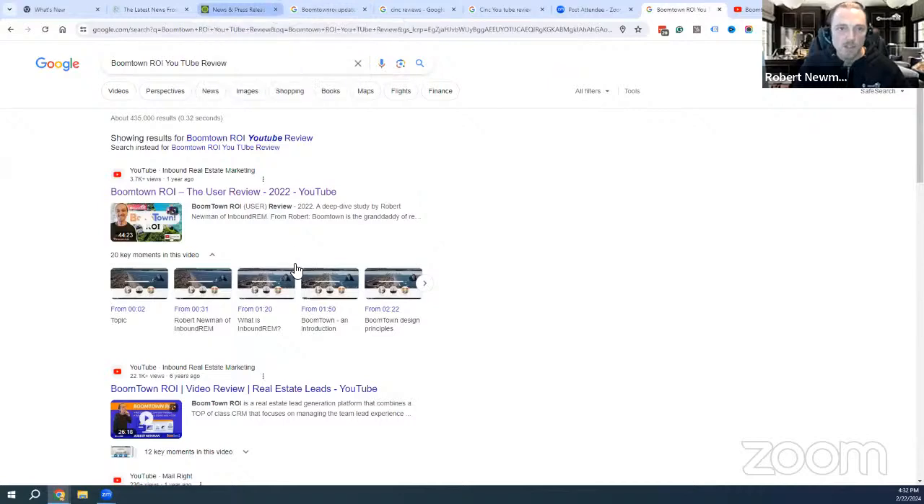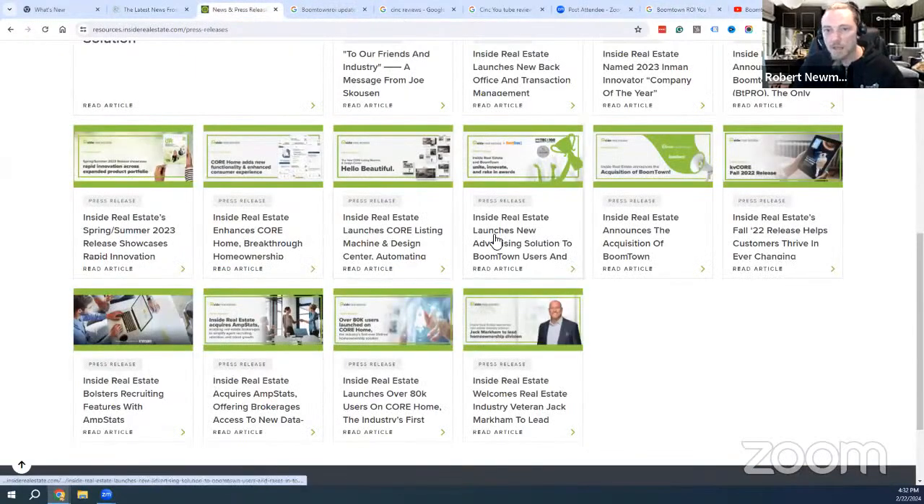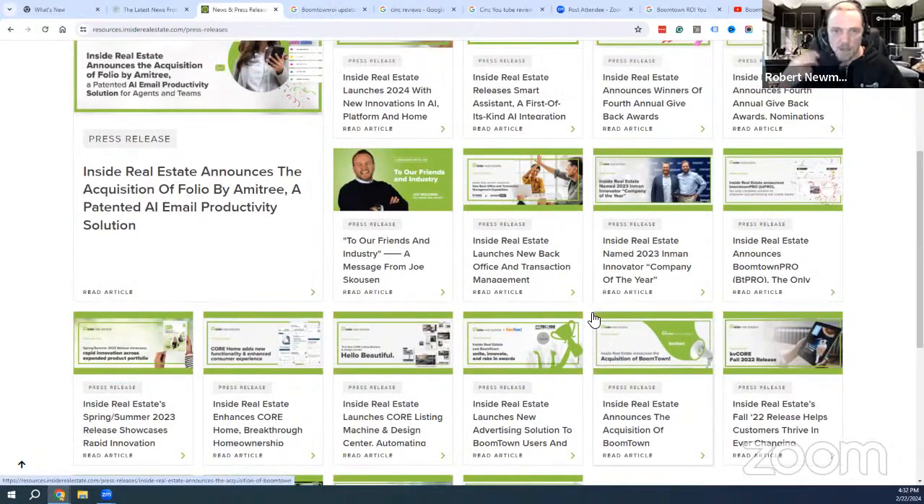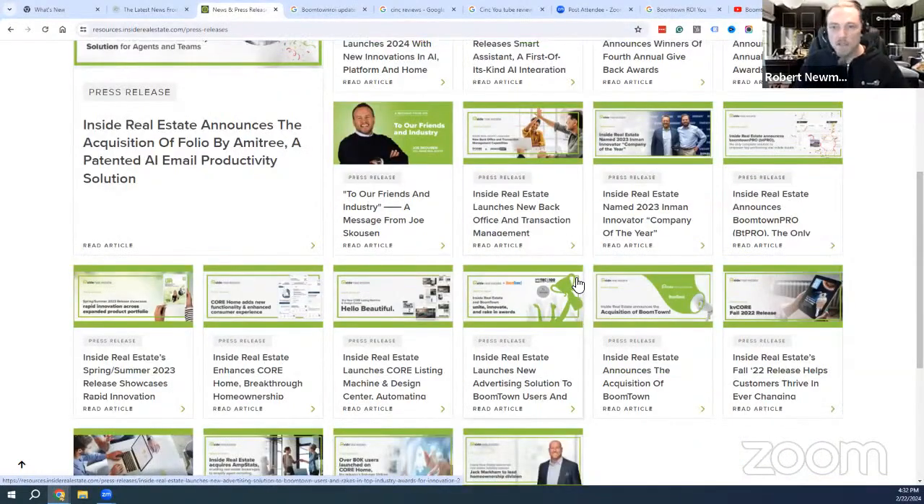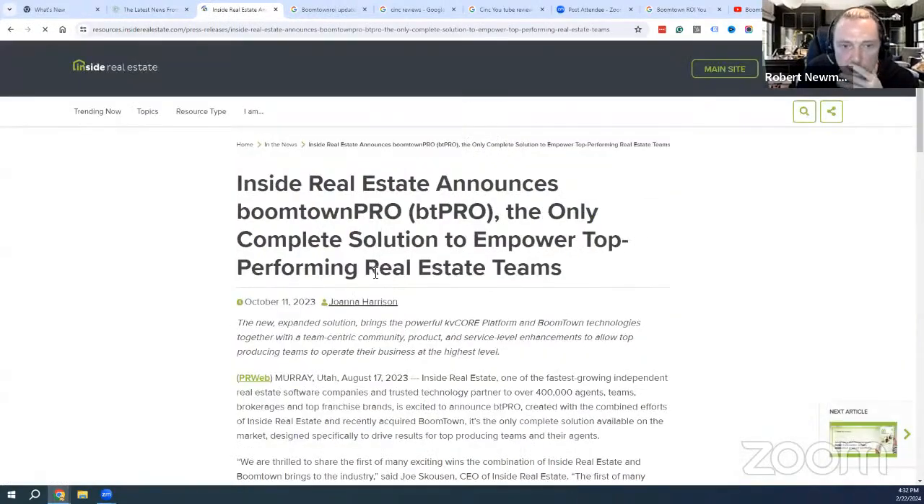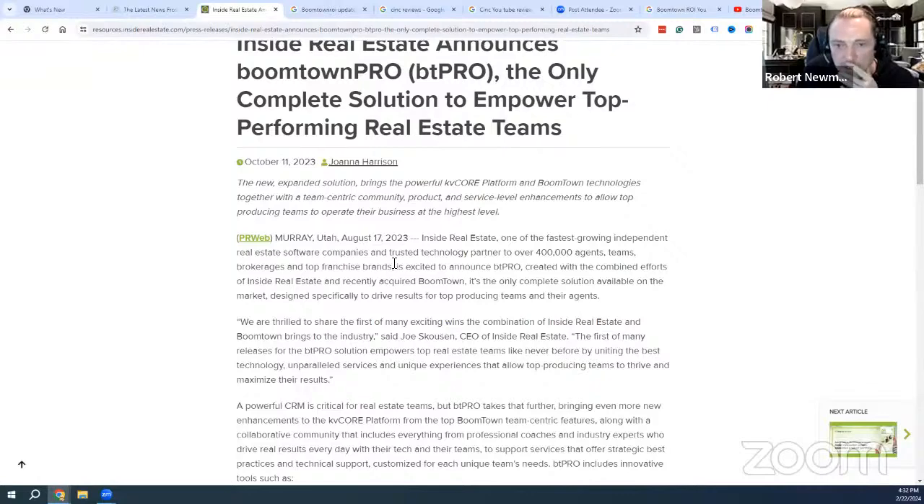The kvCORE Inside Real Estate site is talking a lot about solutions that are phone apps and AI integration, email AI integration, lots of AI stuff. None of it is focused on platforms. Since the BoomTown Pro, there was a BoomTown Pro announcement in October of 2023.